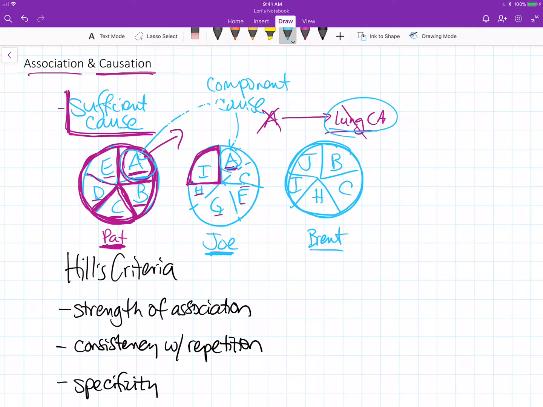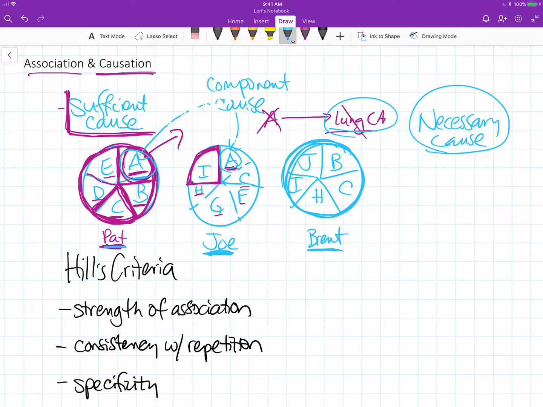For a while, this was the argument that cigarettes do not cause lung cancer, because every single person who comes down with lung cancer isn't necessarily a smoker, and every single person who's a smoker doesn't automatically get lung cancer. If something is a necessary cause, then that means that every single person who has that particular outcome must automatically have that.